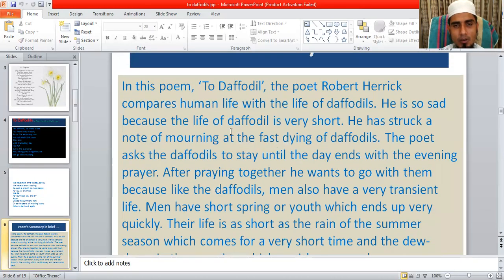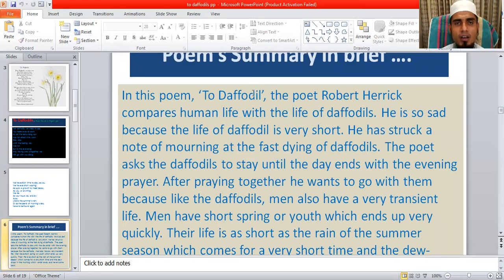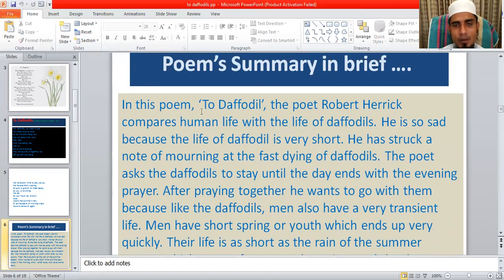This summary will help you to make the answer for short questions coming in your exam. So here you can find that in this poem To Daffodils, the poet Robert Herrick compares human life with the life of daffodils. In the beginning lines, the poet becomes very sad, because he used the word weep. He is so sad because the life of daffodil is very short, and for this the poet feels a sadness in his mind.